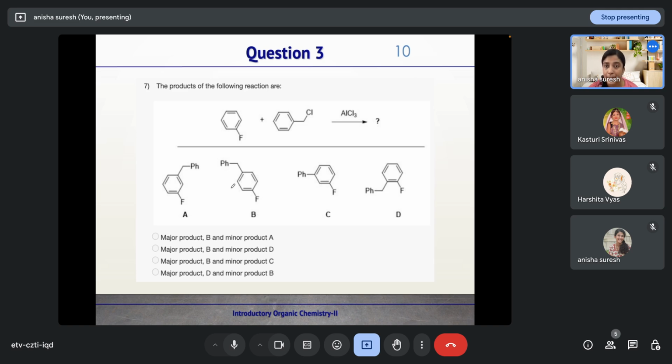Now coming to question number 3. The products of the following reaction are. So this is also an example of electrophilic aromatic substitution. Since the reagent is given here, it is a Friedel-Crafts alkylation reaction. So what will be the major product? And what is the minor product? Ma'am, option D. Major product D and minor product B. Yes. Okay, let us see.